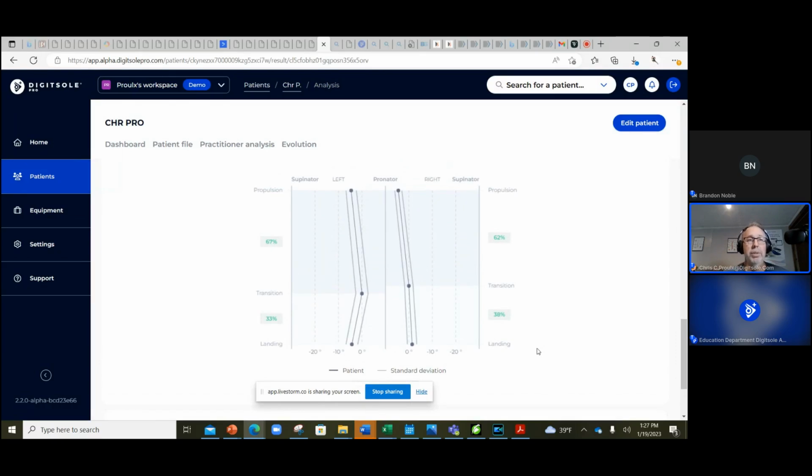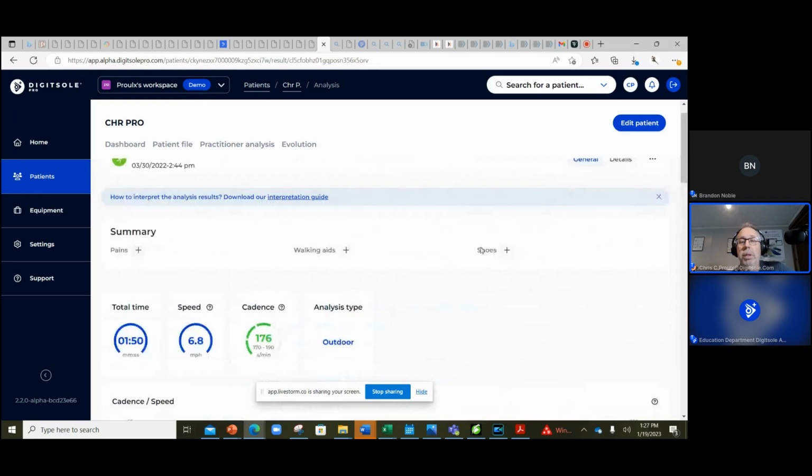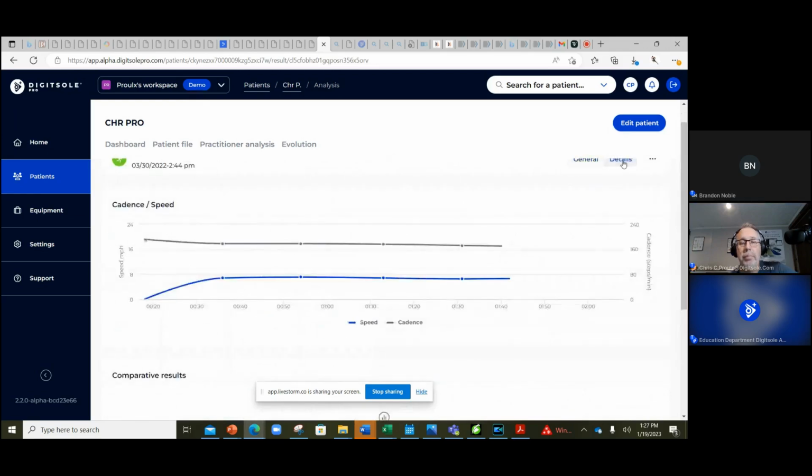It means that they're transitioning over and they're not getting really good plantar flexion or preparing themselves for that swing phase. So even at this speed, which this person considers to be fairly normal, we're already seeing some limitations if this is their normal speed. So then let's go up and get into the details view.